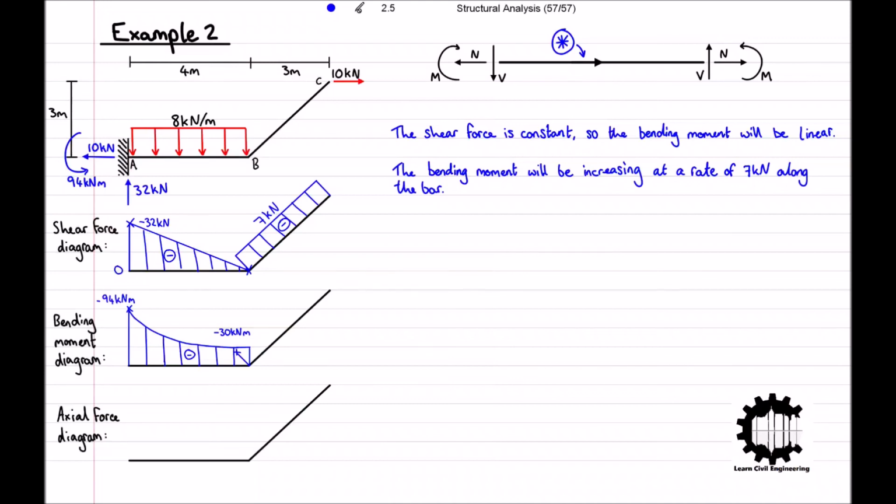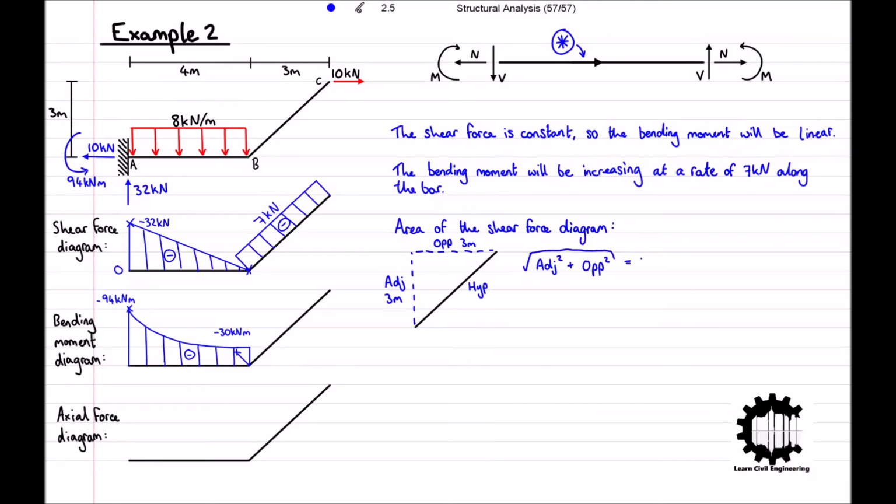As the shear force is constant along the bar, the area below the shear force diagram can be easily calculated using the formula for the area of a rectangle. We already know that the height of this rectangle is 7 kN, but we need to know the length as well. For this, we will use Pythagoras' theorem, where the square root of the length of the adjacent side squared plus the length of the opposite side squared is equal to the length of the hypotenuse, which is just the length of bar BC. Doing this, we get that the length of bar BC is equal to the square root of 3 squared plus 3 squared, which equals 4.24 meters to 2 decimal places.